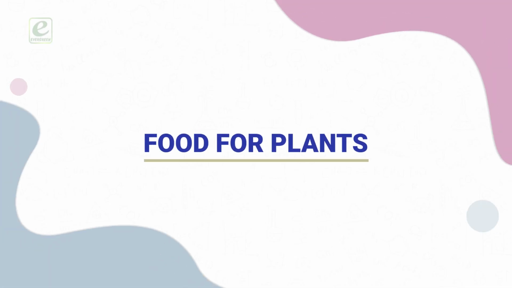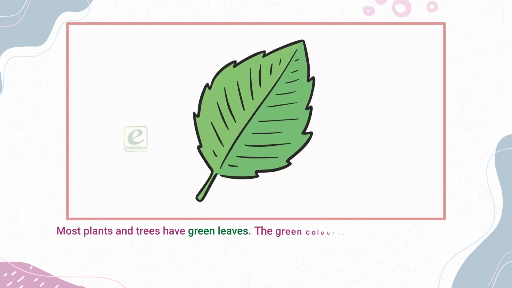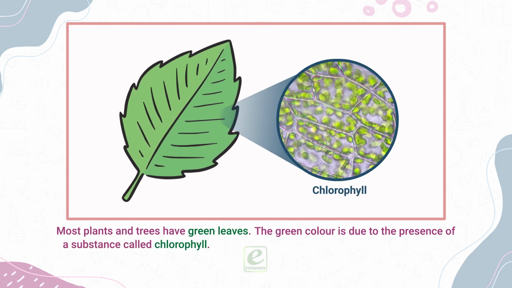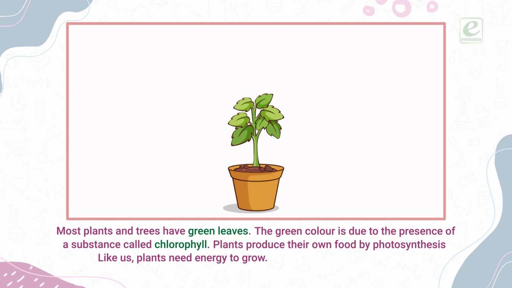Food for plants. Most plants and trees have green leaves. The green color is due to the presence of a substance called chlorophyll. Plants produce their own food by photosynthesis. Like us, plants need energy to grow. They get energy from the sun.